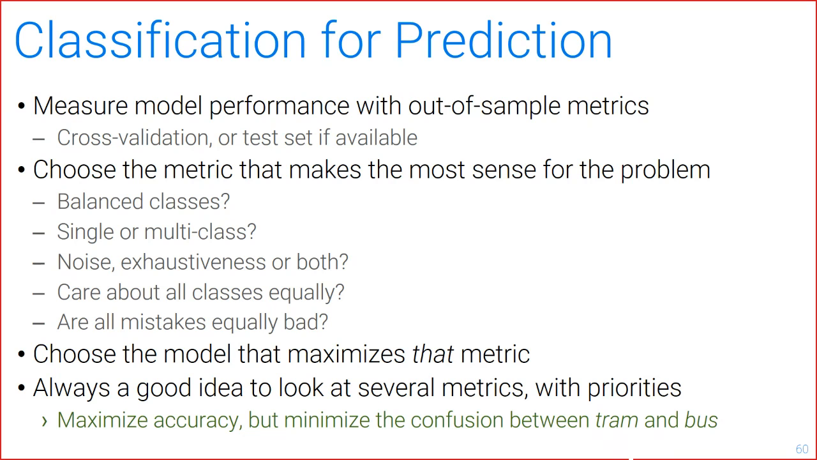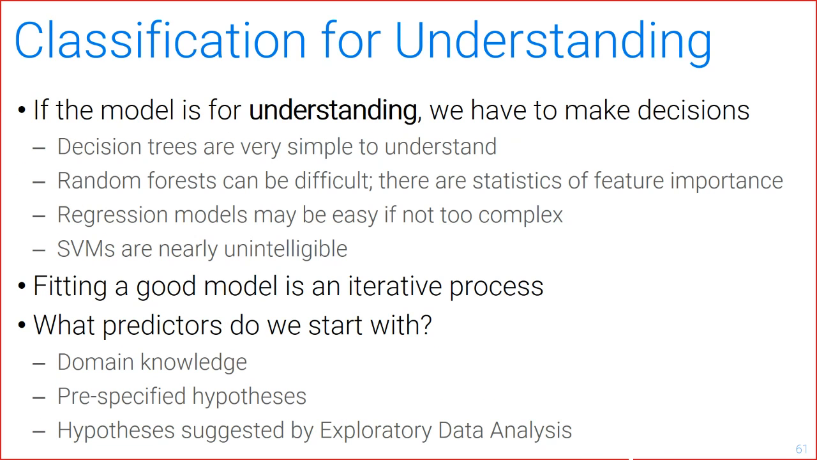If all you care about is prediction. If, however, you are interested in understanding the relationship between the features and the response, then you have to make certain decisions. So for example, if you use decision trees, they are going to be very simple to understand. You're going to see very clearly which are the features that affect the response or that are more associated to the response. If you use an SVM, there's no way that you're going to see that. If you use random forests, it can be difficult to understand and to make sense of that, but there are certain statistics of feature importance based on how they behave across all the trees.